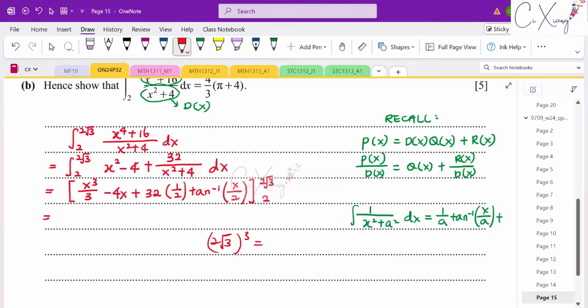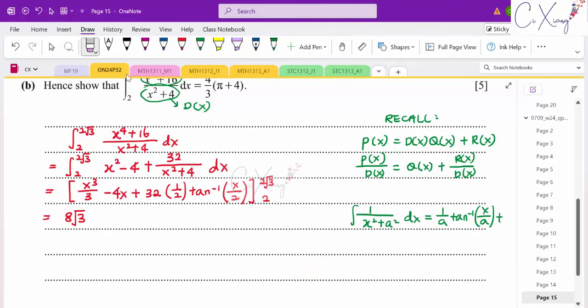What do I get? I'm having 8. 2 power 3 means 8. So √3 cubed means that I'm having 3√3. Then if I simplify it, I'll be having 8√3. So the first term is 8√3.